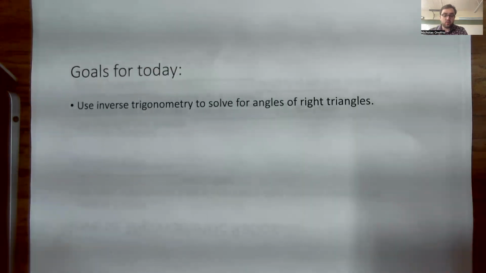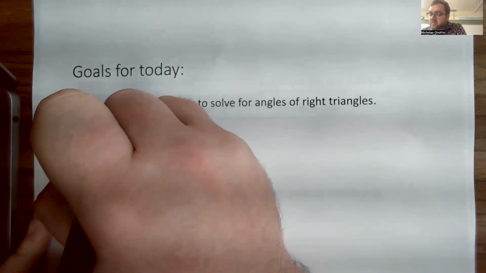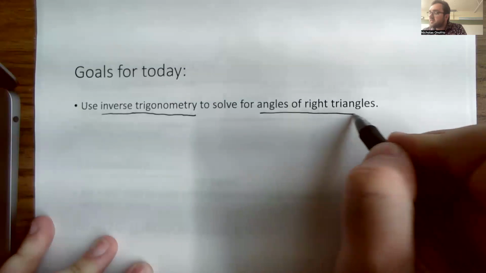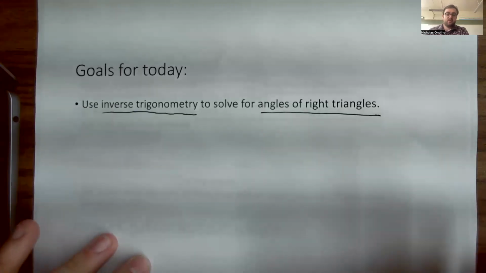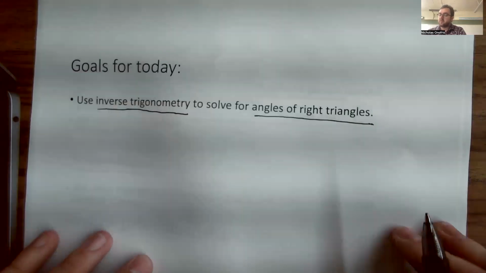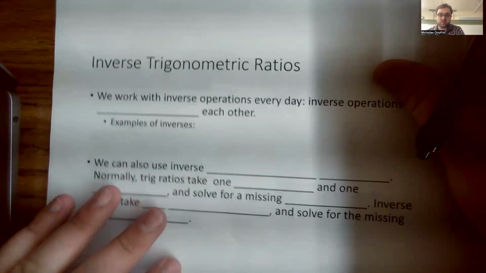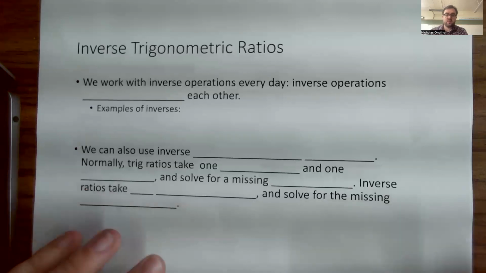Today, we are going to begin our new lesson, which is using inverse trigonometry to solve for angles of right triangles. So we are going to start on your first slide that says inverse trigonometric ratios.